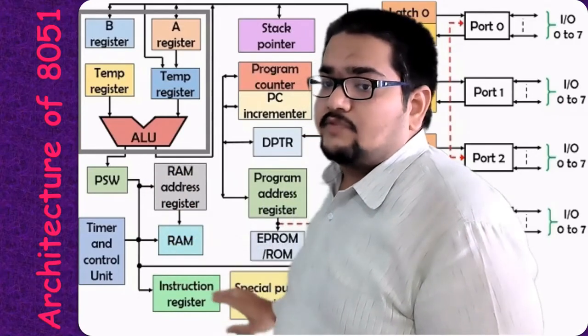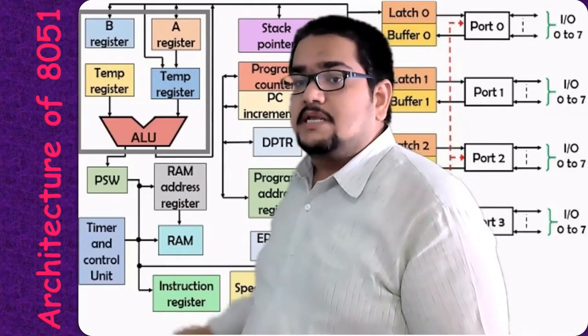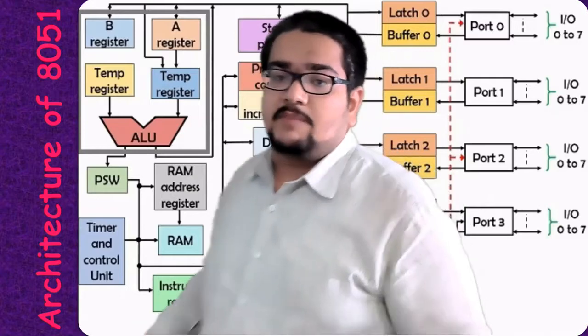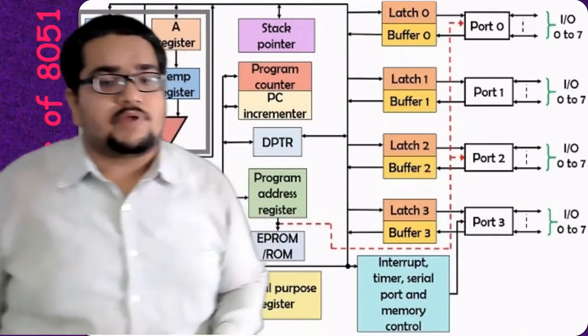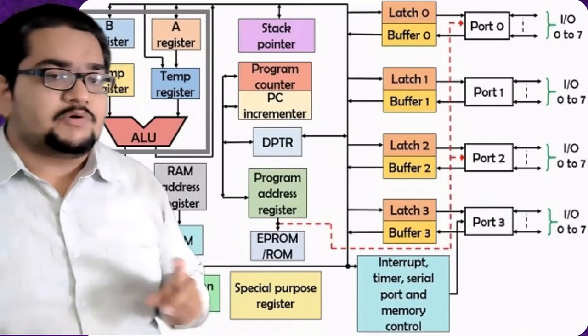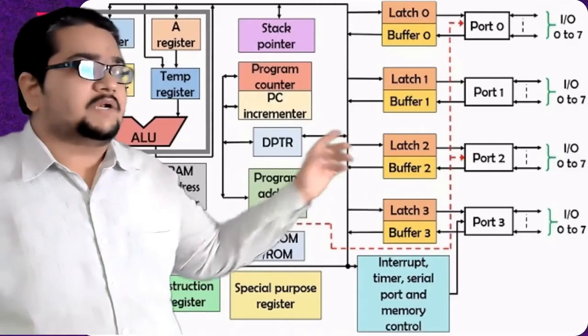Sometimes we can call that another extra set of general purpose registers, which resides in the RAM. Apart from that 128 bytes of RAM, there is another 128 bytes of RAM, in which we have all the special function registers, including these general purpose registers.